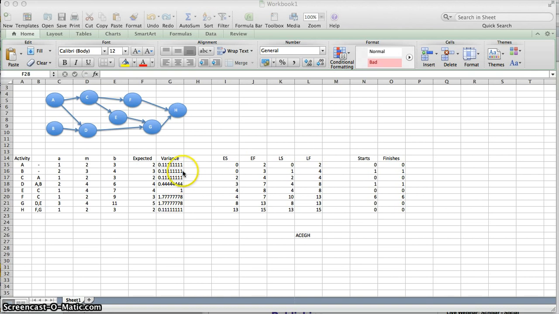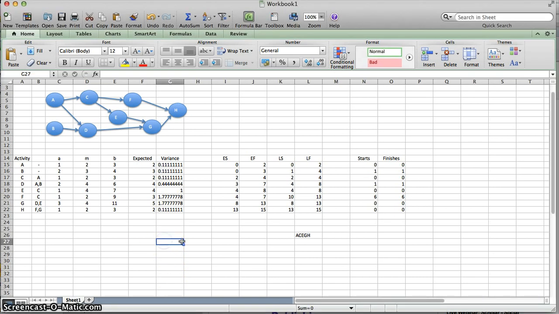One is you want to look at the variance for those activities on the critical path. It doesn't matter if the activity isn't on the critical path. It can vary, and we don't care about that because it already has slack. Whereas we're very concerned with those activities on the critical path that have a lot of variance. And so I'm going to add up the variance for those activities on the critical path.